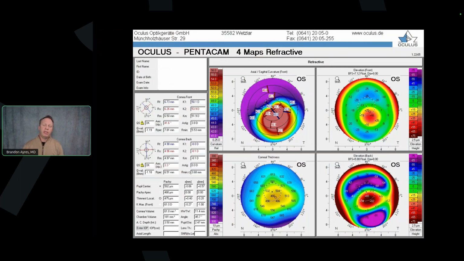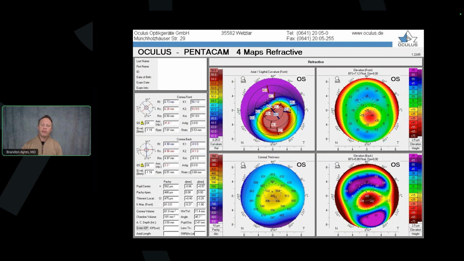One of the first images I like to see is the 4 Maps Refractive. This is a really straightforward map. It shows what we are used to seeing on topography and tomography. I have it set up to show the axial and sagittal curve of the front, basically the anterior curvature, what we've been looking at in topographies all along, looking for that crab claw or a truncated bow tie, or that typical color pattern that shows irregular astigmatism. This is a patient with keratoconus who was just in today.